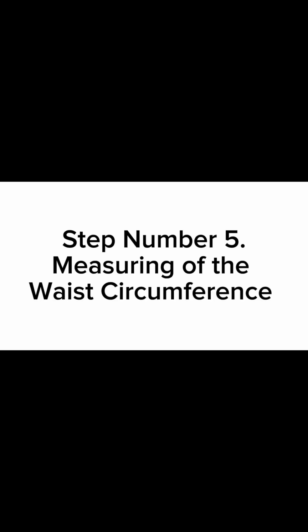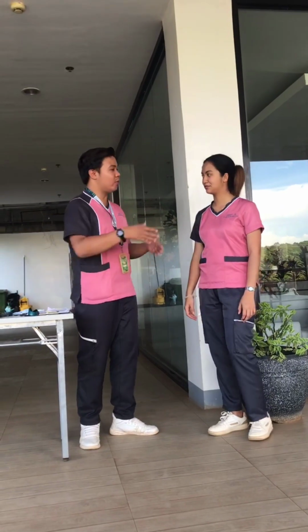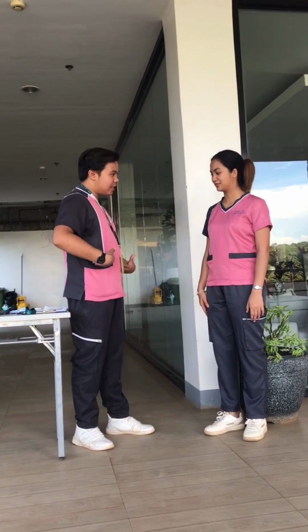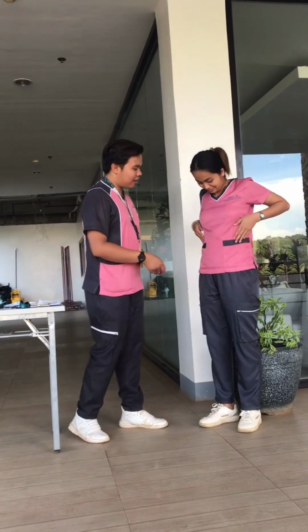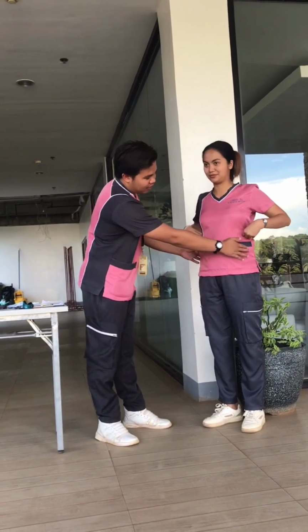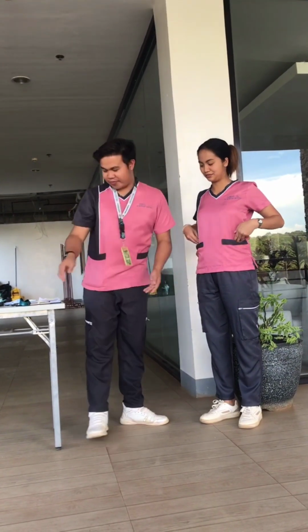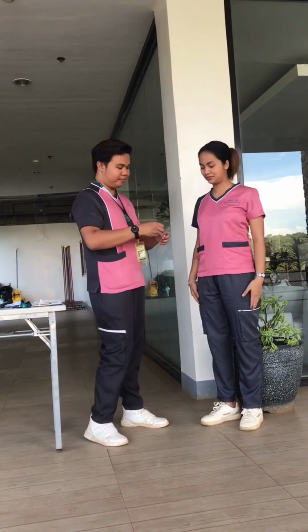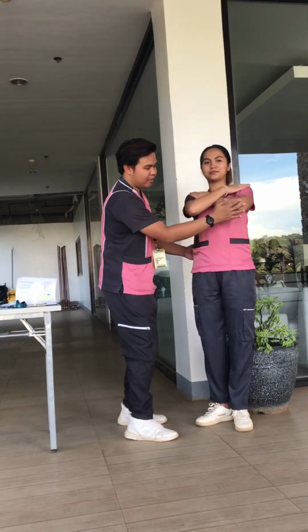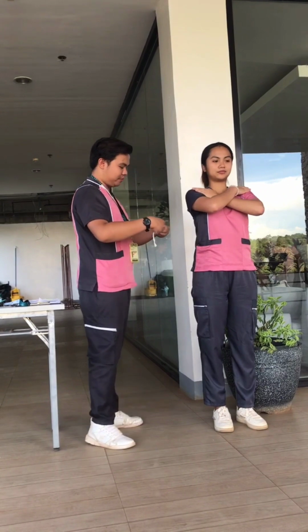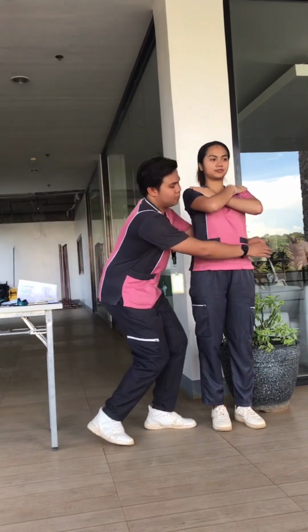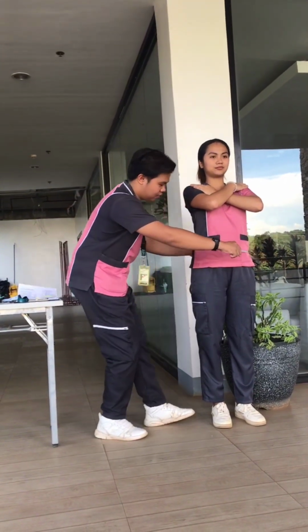Step number 5. Measuring of the waist circumference. To start with measuring the waist circumference, identify the upper hip bone. Find this spot by placing your hand on the waist, but if they are not comfortable, they can place their own hand on their waist, then slowly moving them downwards while pressing gently until you feel the top of the hip bone, which is called the iliac crest.